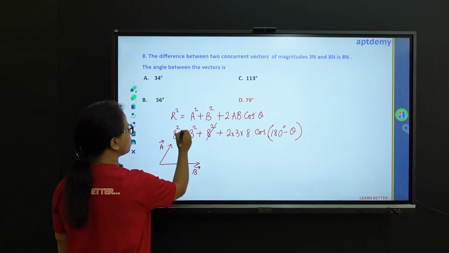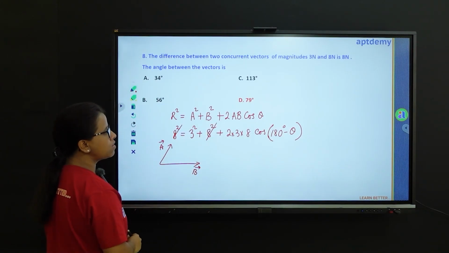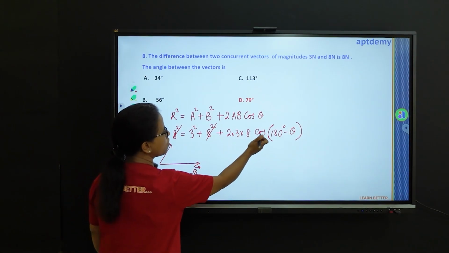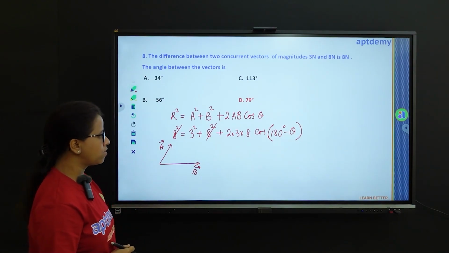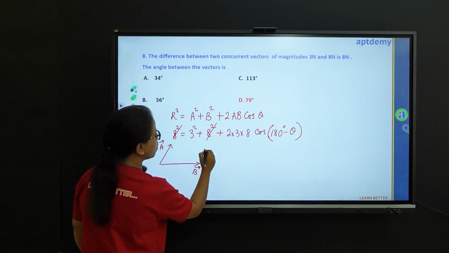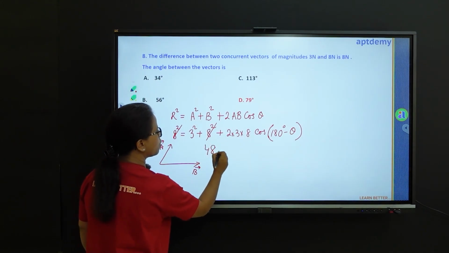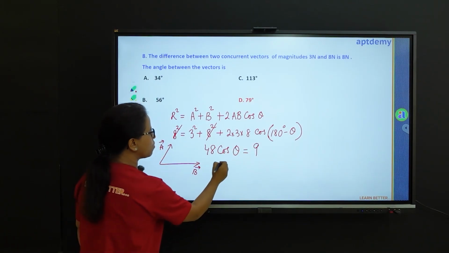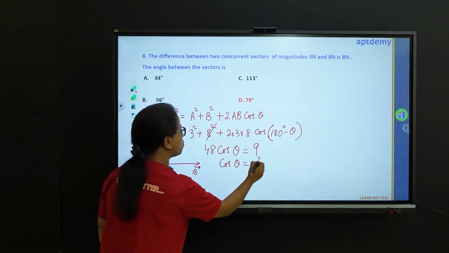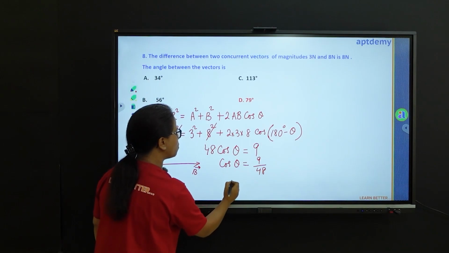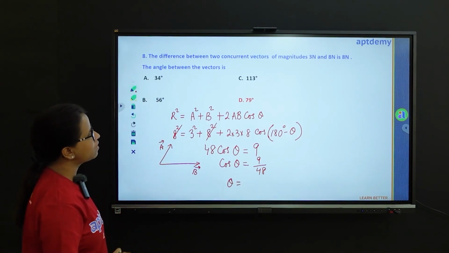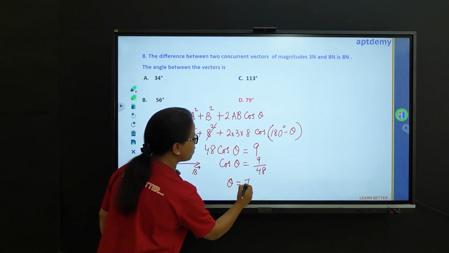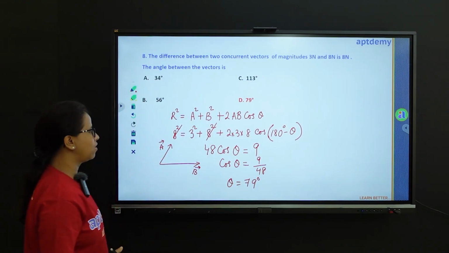So we get this 8 square can be cancelled out from both sides. Ultimately, what we are left with is cos of 180 minus theta, which is minus cos theta. So we get 48 cos theta equals 9. So cos theta will be equal to 9 by 48, and using the cosine tables, we can get the value of theta as equal to 79 degrees.